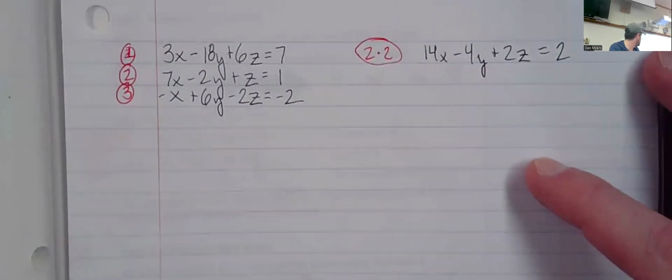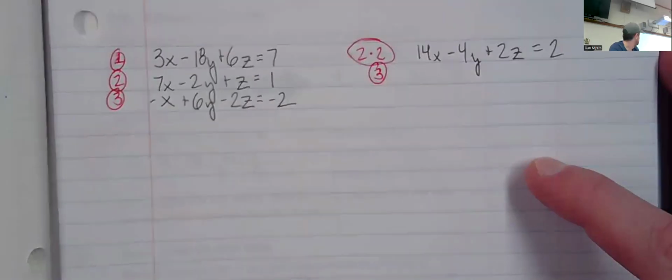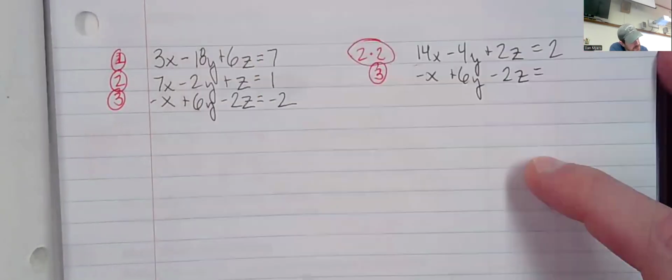We don't need to mess around with equation 3 at all. It's already got a -2 in front of z, and that's the one we're canceling. So here's equation 3, regular equation 3. -x plus 6y minus 2z equals -2.